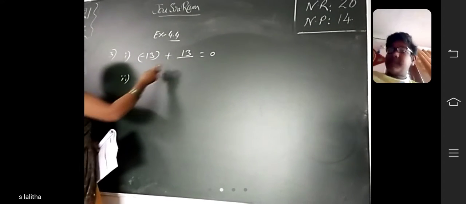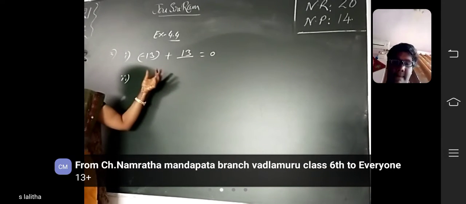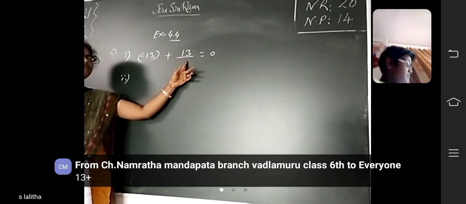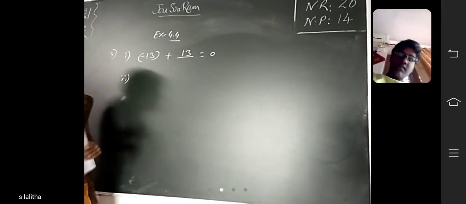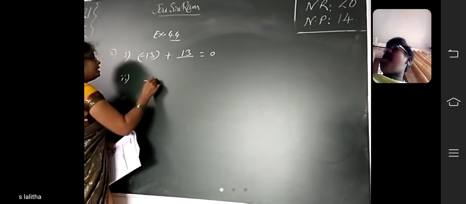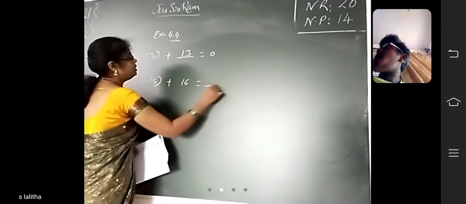Next, second one. What do you call these two? Additive inverses of each other. -13 is the additive inverse of +13. +13 is the additive inverse of -13. Next, -16 plus 16 equal to dash.